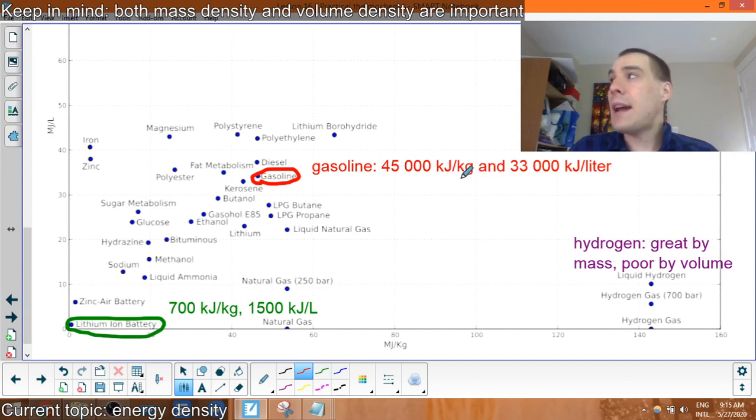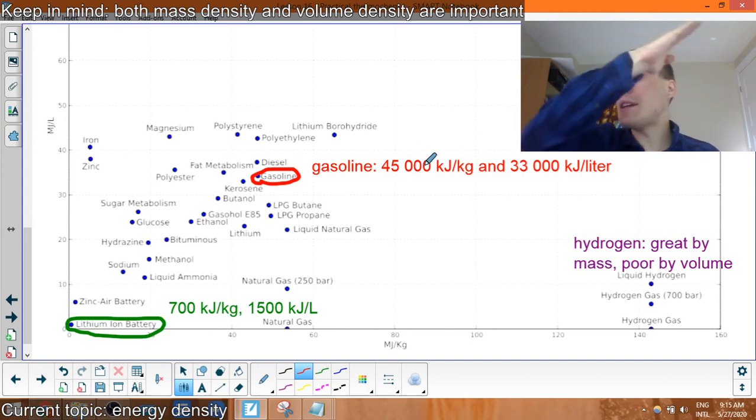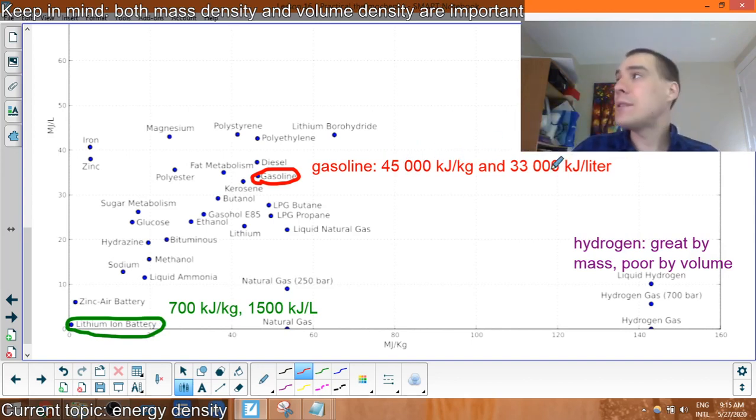So this is why we have to have fossil fuels for jet planes, because they carry so much energy in a kilogram, meaning the plane can take off, and they carry so much energy per liter, meaning the plane can be smaller and cut through the air better. Planes store their fuel in the wings and stuff like that.